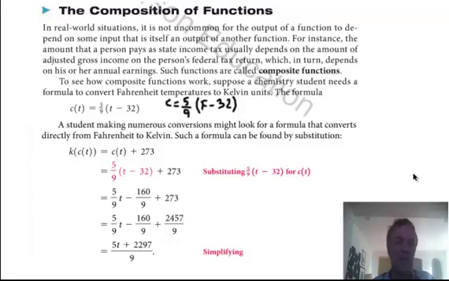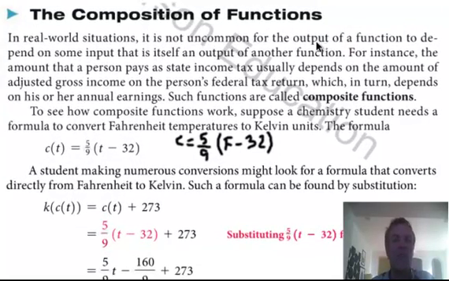Composition of functions. Let's just read up here. It's not uncommon for the output of a function to depend on some input that is itself an output of another function. Let's have a look at an example.